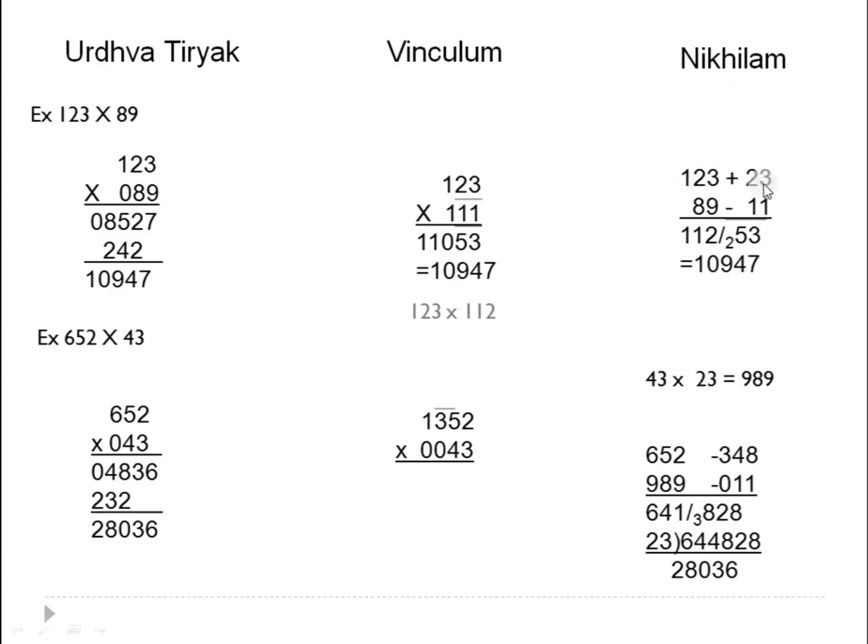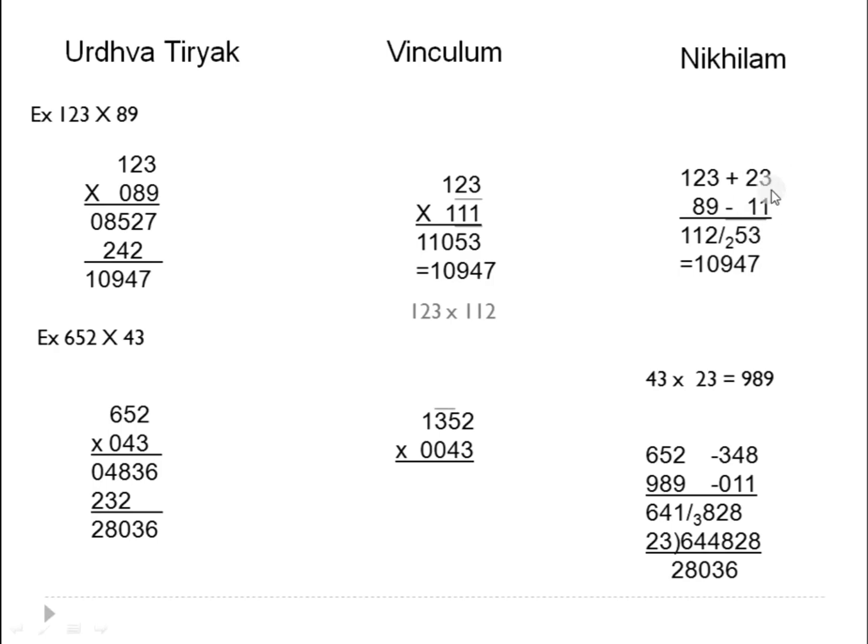That gives you 123 plus 23, 89 minus 11. Since 89 is 11 less than 100 and 123 is 23 more than 100. So 123 minus 11 or 89 plus 23 gives us 112. And this side plus into minus gives us this vinculum bar again. This number needs to be subtracted. And 23 into 11 gives us 253.